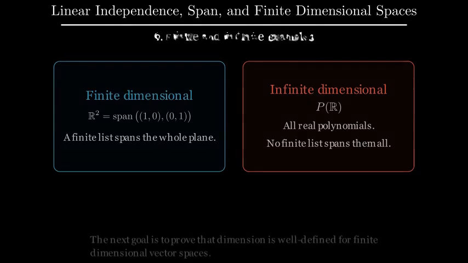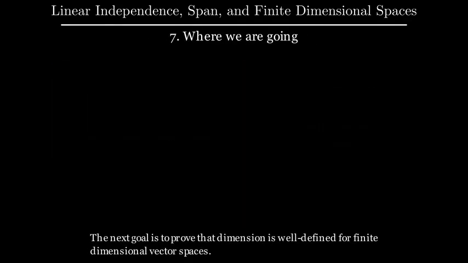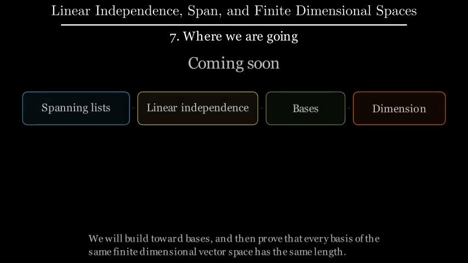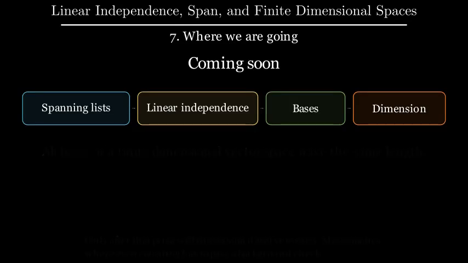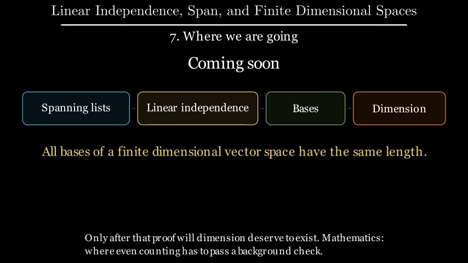The next goal is to prove that dimension is well defined for finite dimensional vector spaces. We will build toward bases, and then prove that every basis of the same finite dimensional vector space has the same length. Only after that proof will dimension deserve to exist. Mathematics, where even counting has to pass a background check.